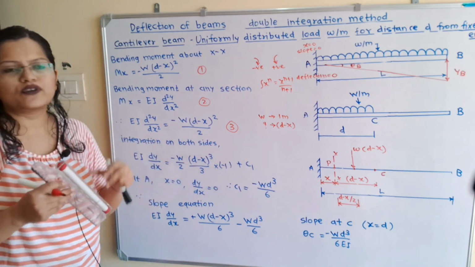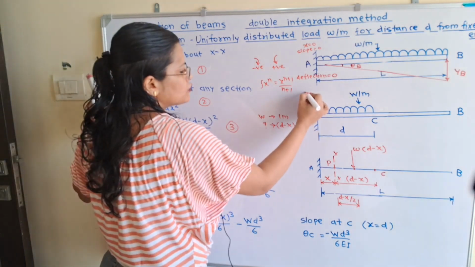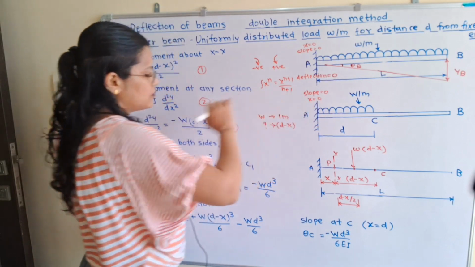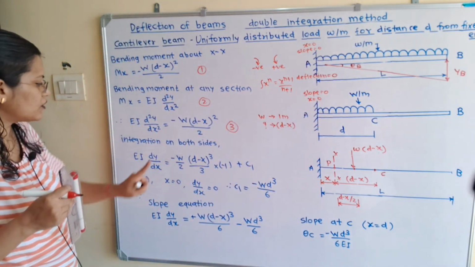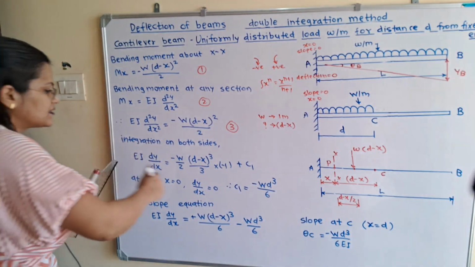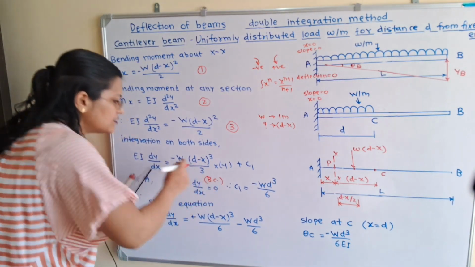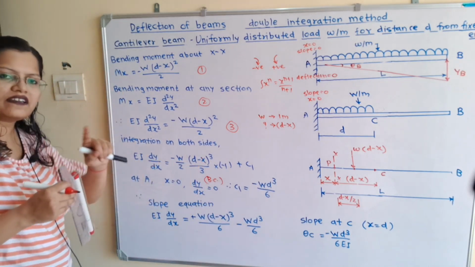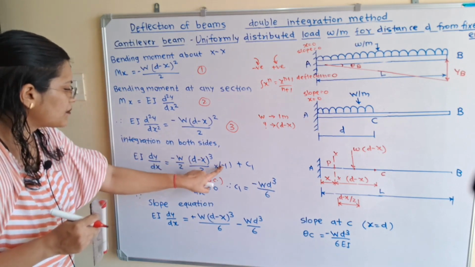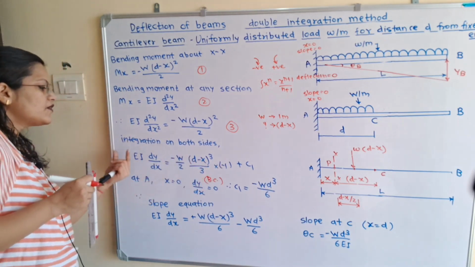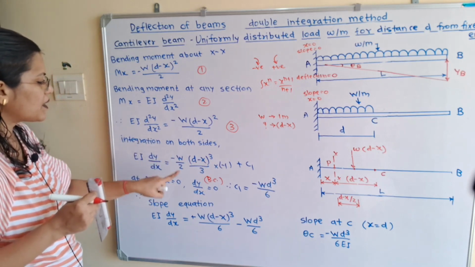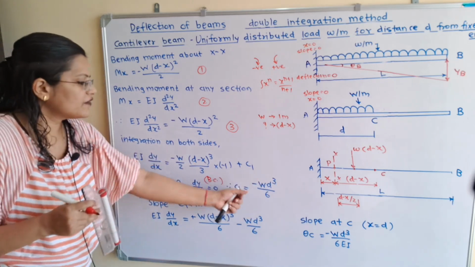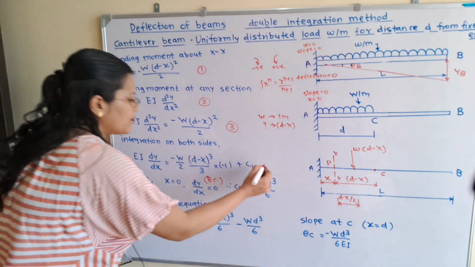Now we will apply the boundary condition. So at fixed end A, slope is equal to 0 and the value of x is also equal to 0. So when we put x equal to 0, slope, that is dy by dx, is equal to 0. So these are the boundary conditions. Then the value of c1. So when we put x as 0, this left hand term will become 0. So this term here, minus will become plus. So this term we will move to the left hand side, so again it will become minus. So minus W d cube by 6. So that is the value of c1.